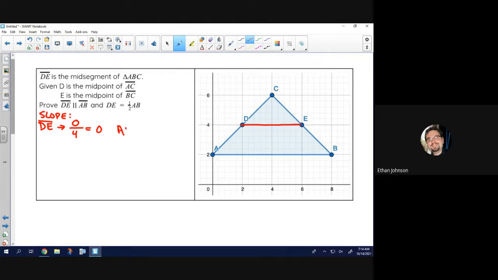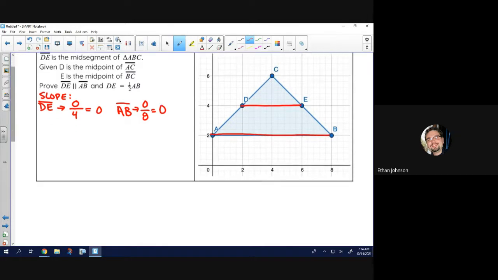Slope for AB. So we're going from A all the way over to B. Once again, we're not rising at all. So 0 over, we run over 8. This can be simplified down into 0.